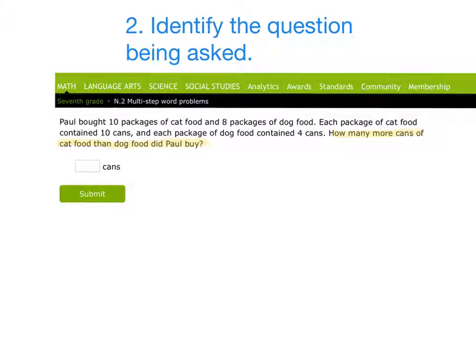It's not surprising to me how often students will just do stuff to numbers. Maybe they'll figure out how many cans of dog food there are and how many cans of cat food. Maybe they'll just add those up and come up with a total number of cans. That's great if you've got nothing else to do, but the problem says how many more cans of cat food than dog food did Paul buy? So we're going to have to compare those two amounts. We're going to have to find the number of cans, compare the dog food and the cat food cans, and see how many more we've got.